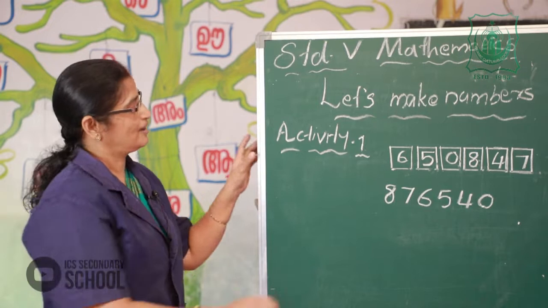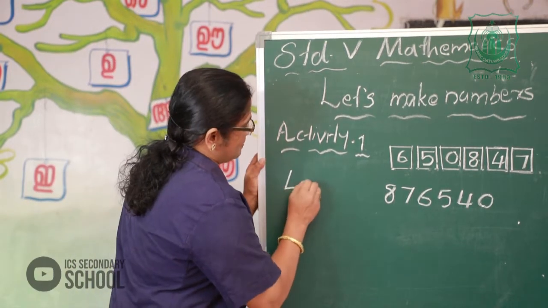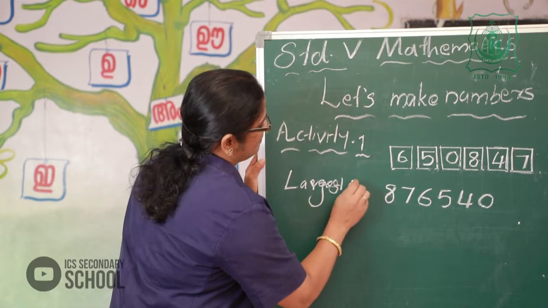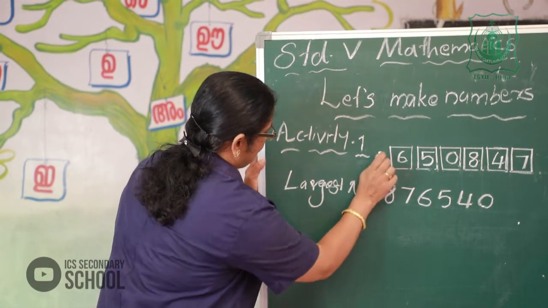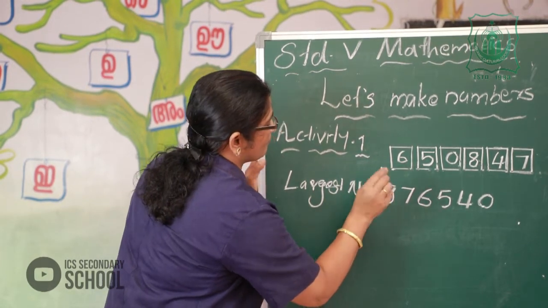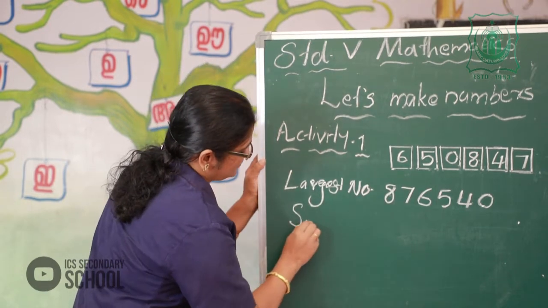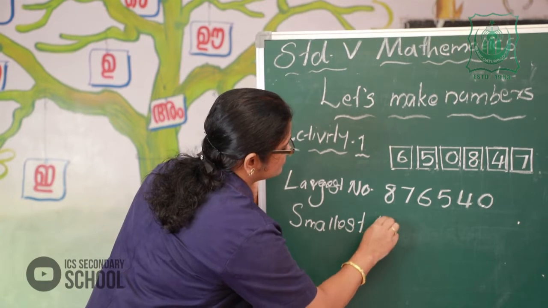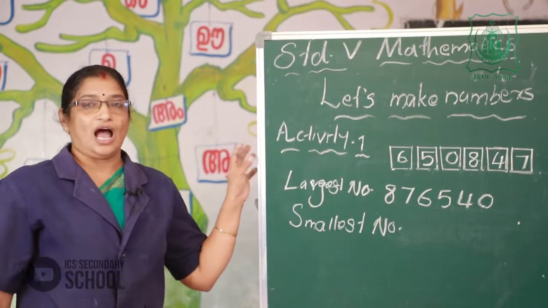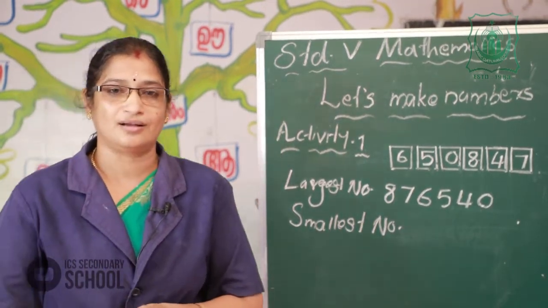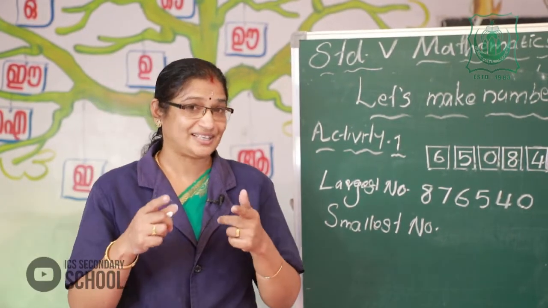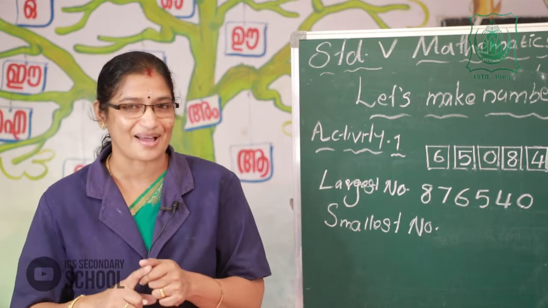Next, the largest number is done. How can we make the smallest number? Let's try. How can we make the smallest number?